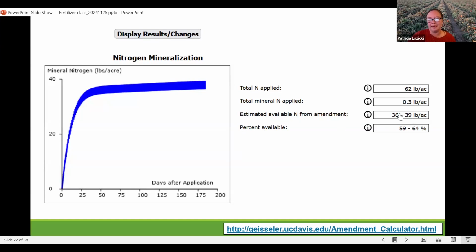So display results, and what you'll get is a graph that approximates the range of available nitrogen over time. And then this number here, estimated available N from amendment, will give the approximate amount that you can expect to be available over that time. And one thing I really want to emphasize is these are estimates. So there's a lot of site-specific factors that will control what's the actual nitrogen that will be available. So the calculator and these numbers and methods, they're useful for planning and for getting an idea of what you might expect, but you'll definitely want to be monitoring with soil or plant testing, and that's one thing that we'll talk about next week.